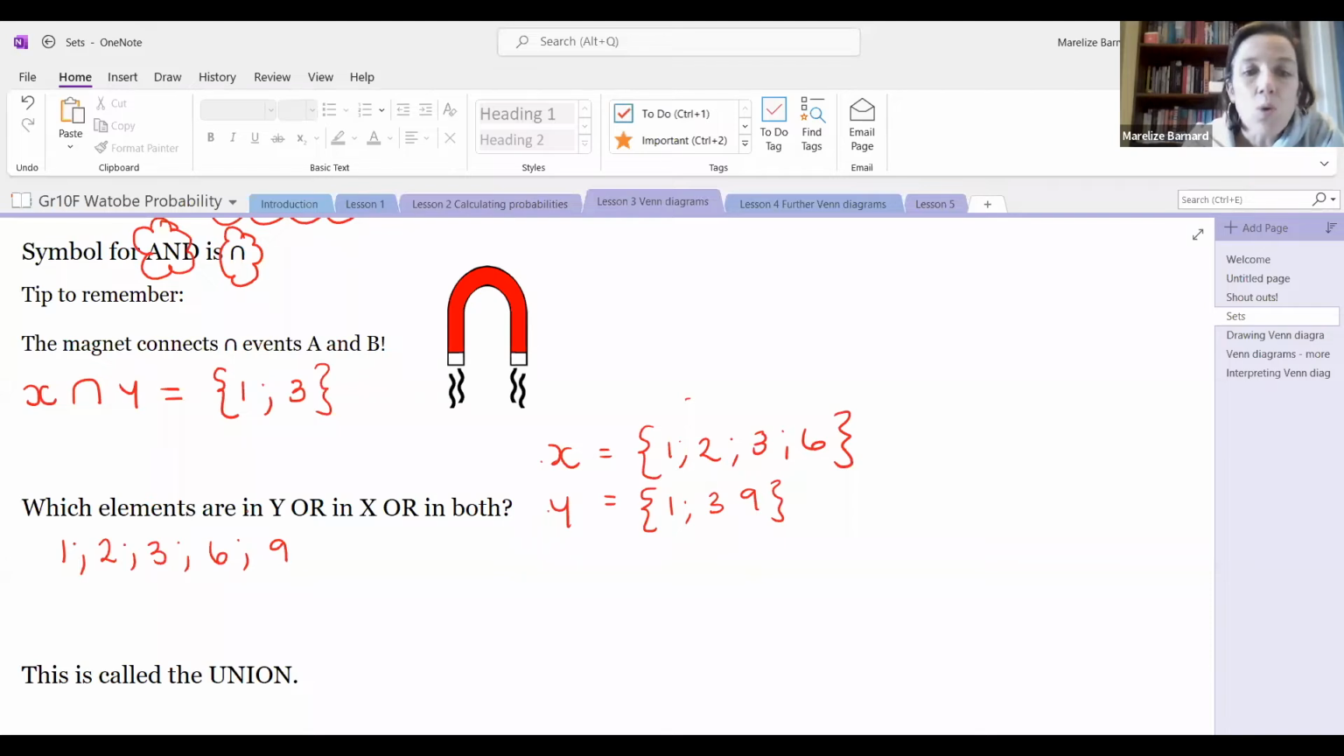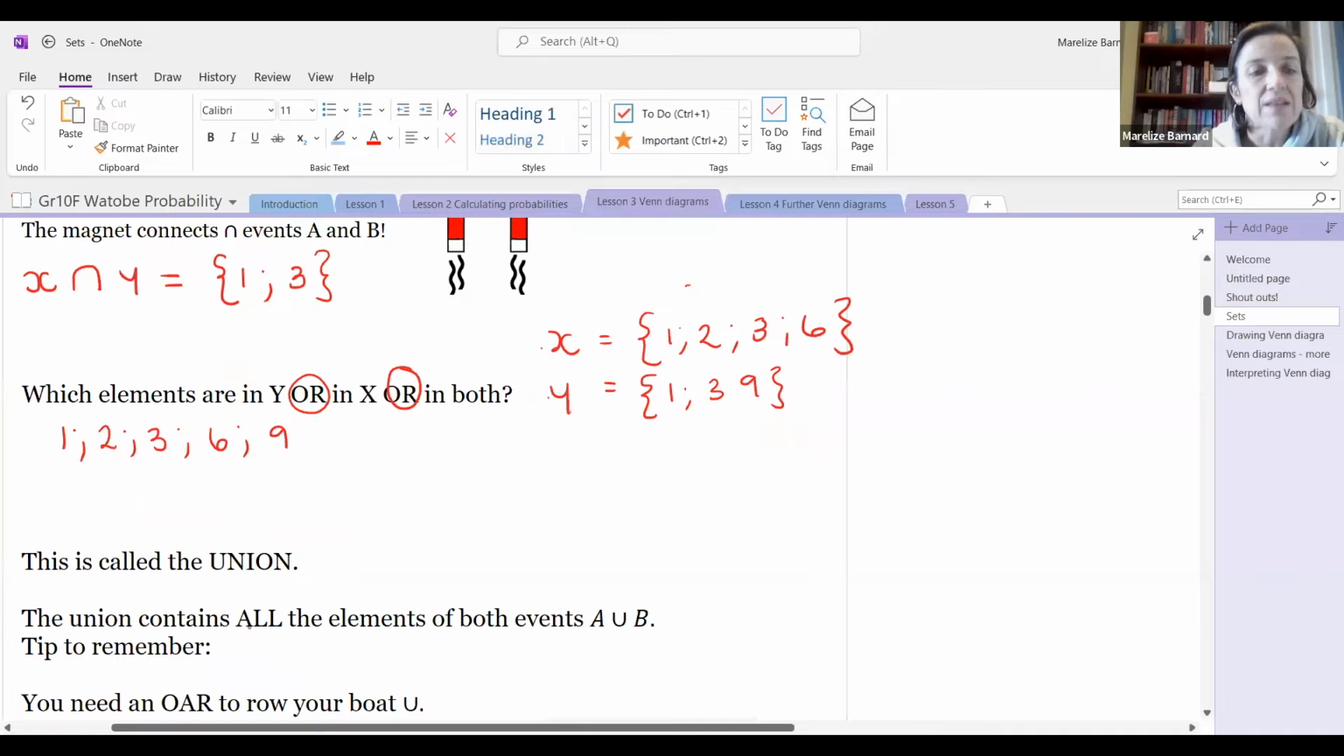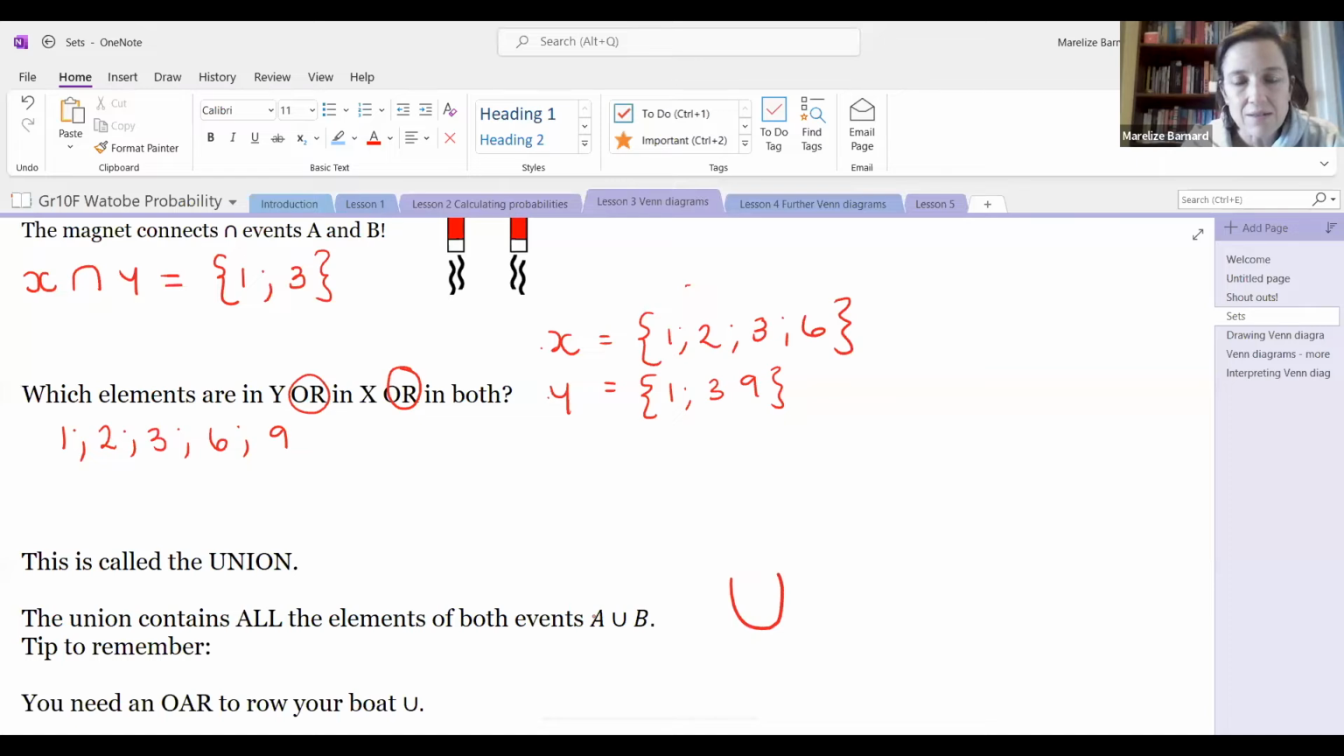So or, don't confuse or with and. And means it's in this one and it's in this one, so there's an overlap between the two. But or means I take from X or from Y or from both. That then actually includes everything from X and everything from Y, and that is why this is called the union. The union contains all the elements of both events. And we write union with that symbol over there. It looks like this.